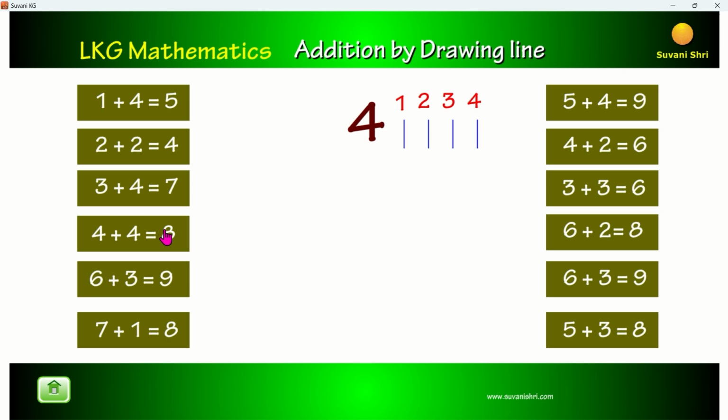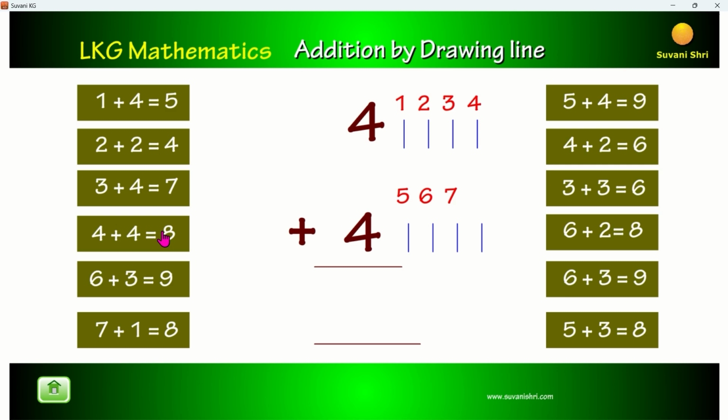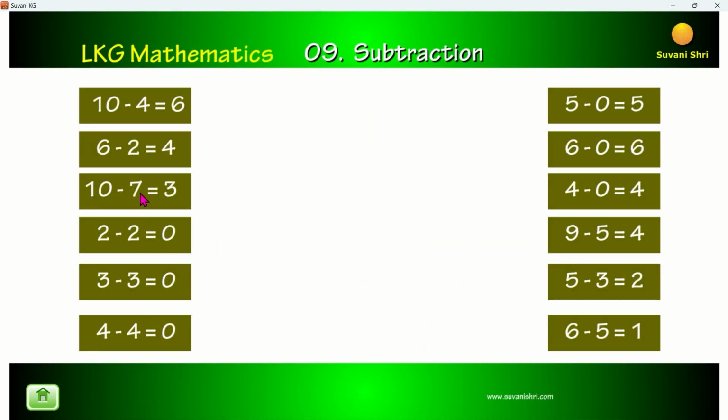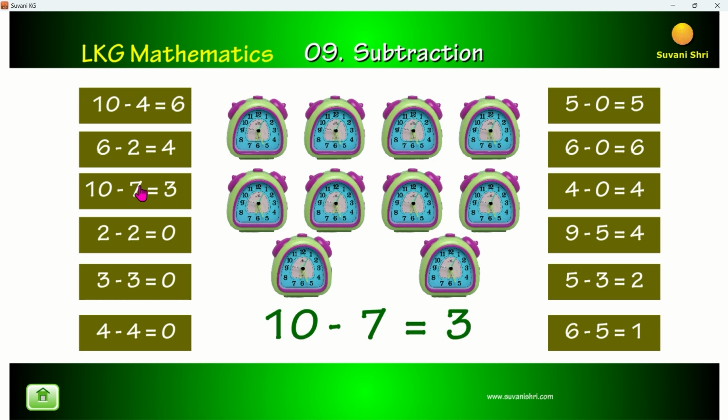4 plus 4 is equal to 1, 2, 3, 4, 5, 6, 7, 8. 4 plus 4 is equal to 8. 10 minus 7 is equal to 3.